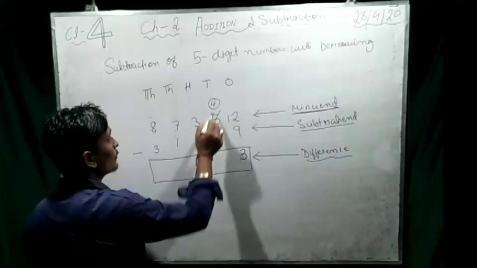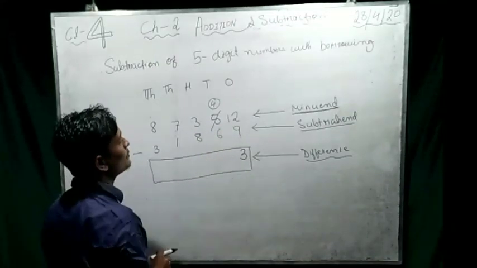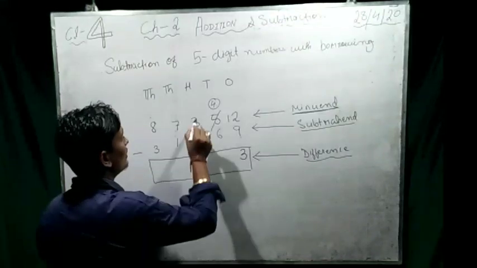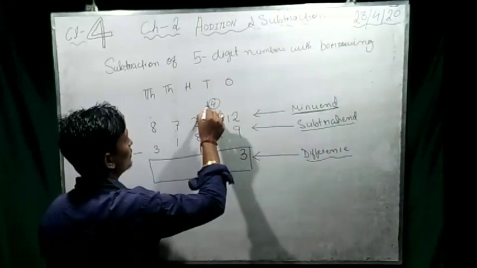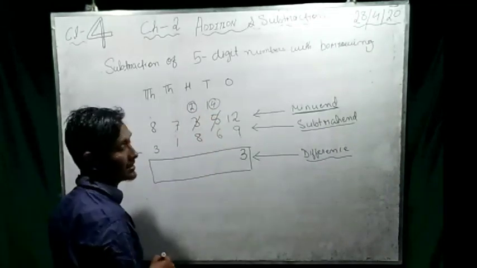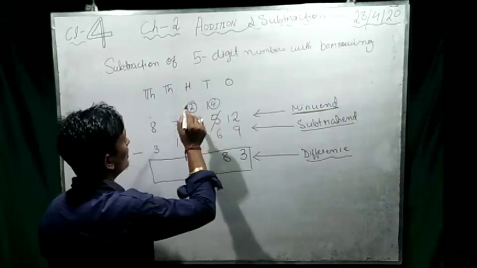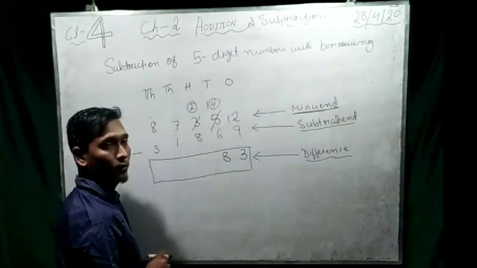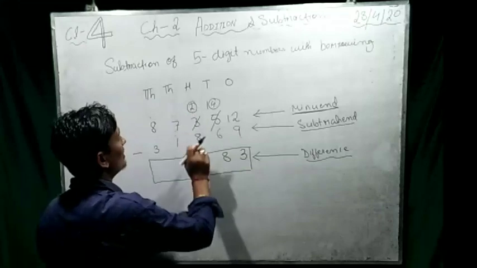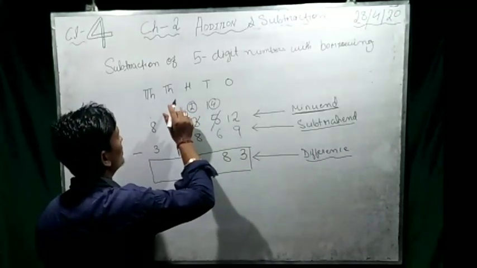3. So 4 minus 6, can we do? No. Why? Because 4 is smaller than 6. So we have to borrow from 3. So 14 and here 2. So 14 minus 6 is how much? 8. Yes. Then 2 minus 8, can we do? No, because 2 is smaller than 8. So again we have to borrow from here.